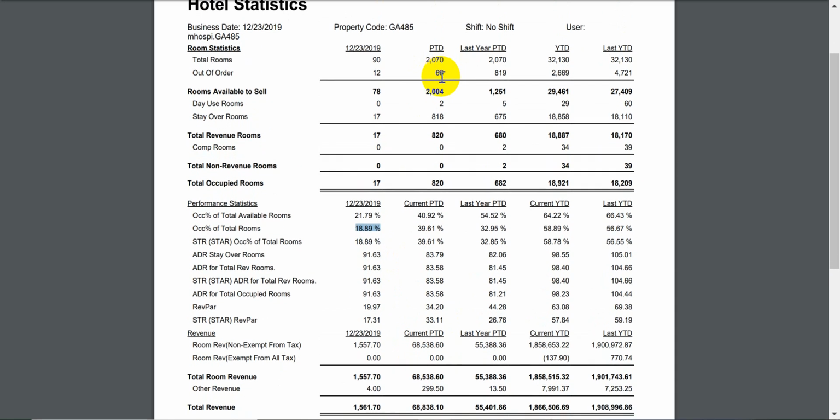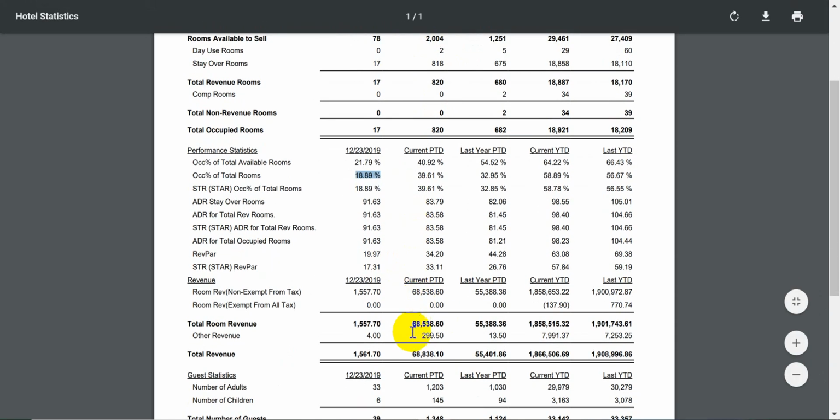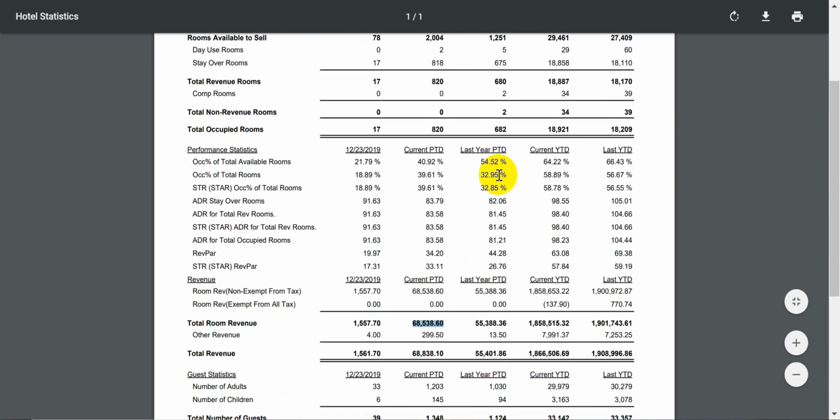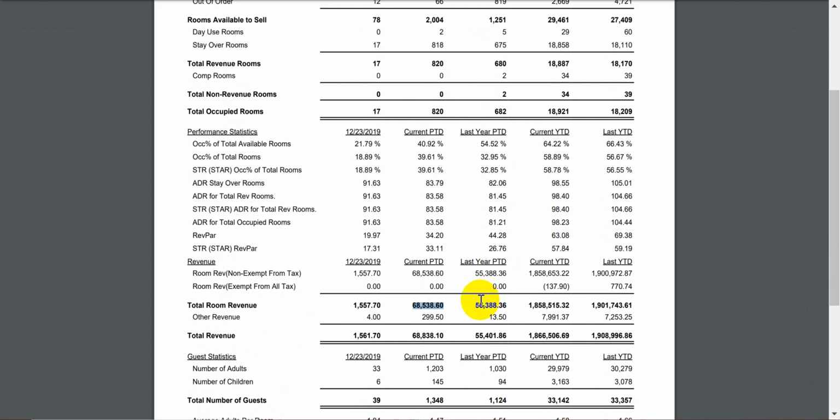These are captured, and then we also capture PTD, which means the period till date. So overall for the month of December, how much revenue our hotel has generated. It shows 68,538. This is the overall revenue for the month of December. The next one is last year PTD, the last year same period. It shows that last year up to the 23rd of December we generated $55,000, so we are doing better than last year, about $13,000 up.